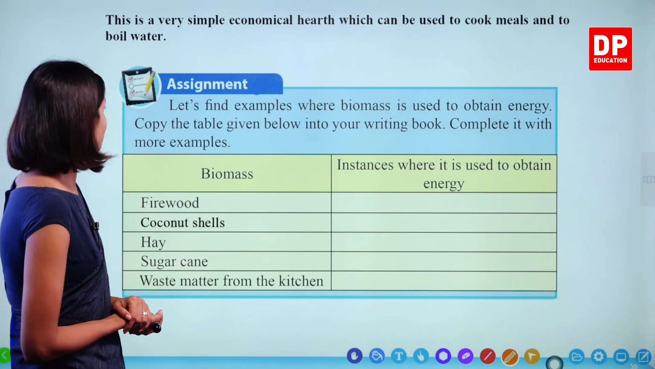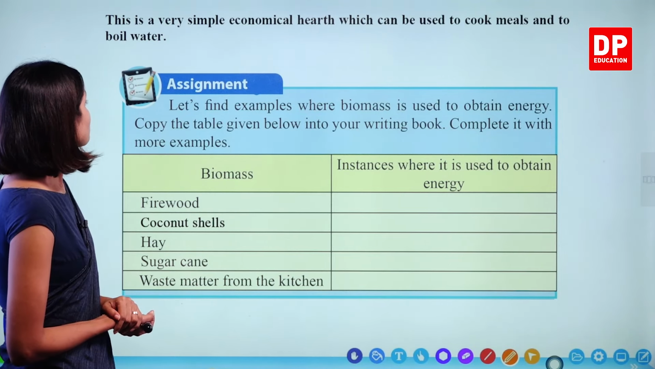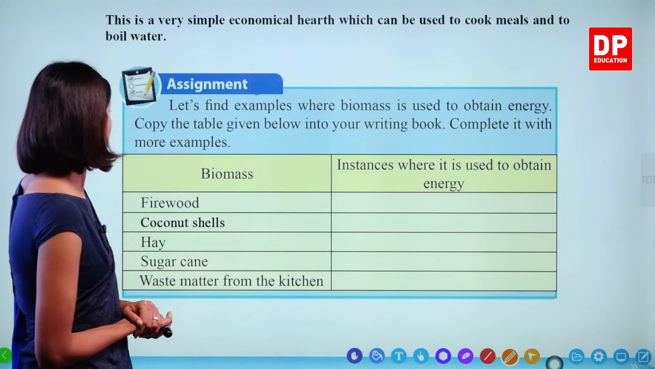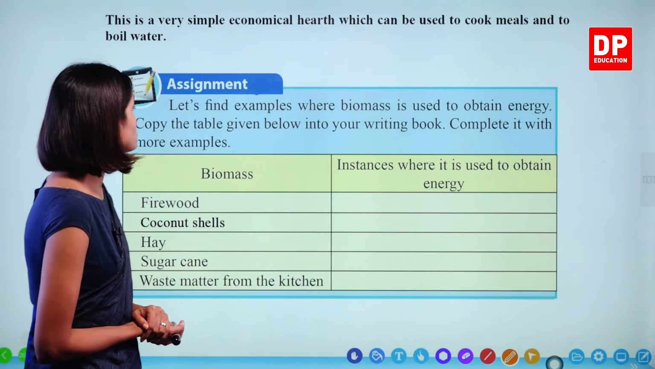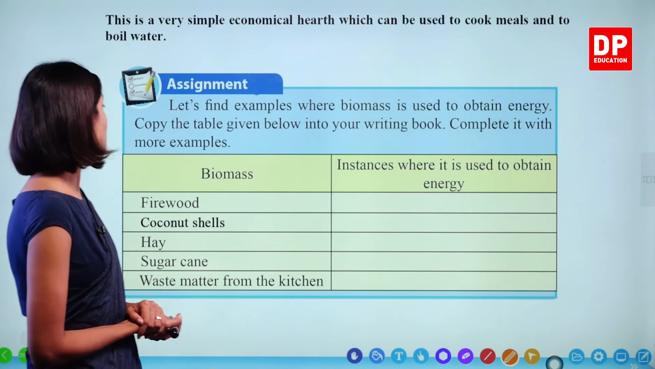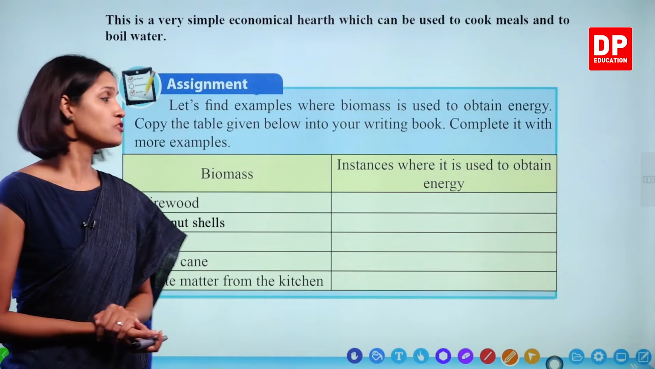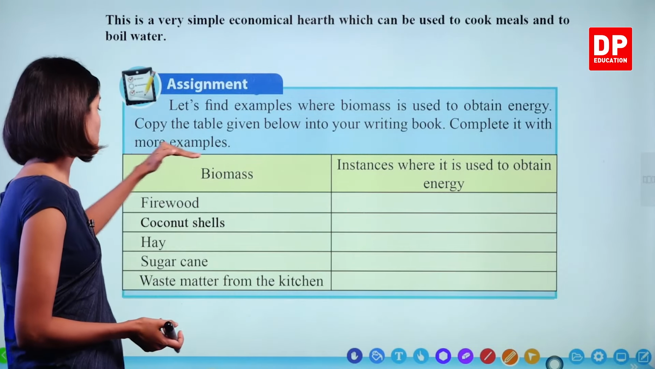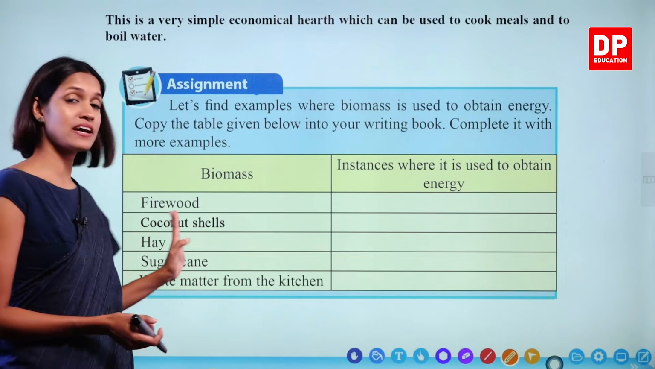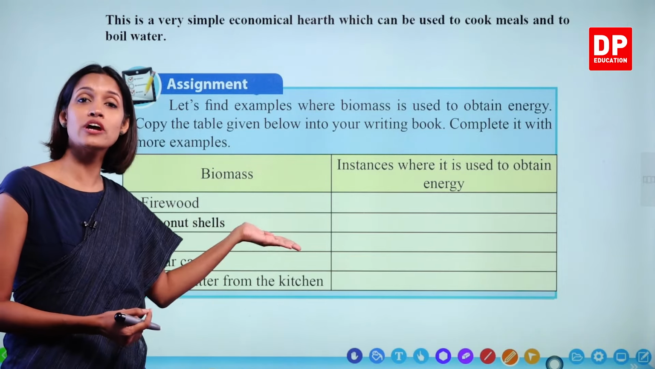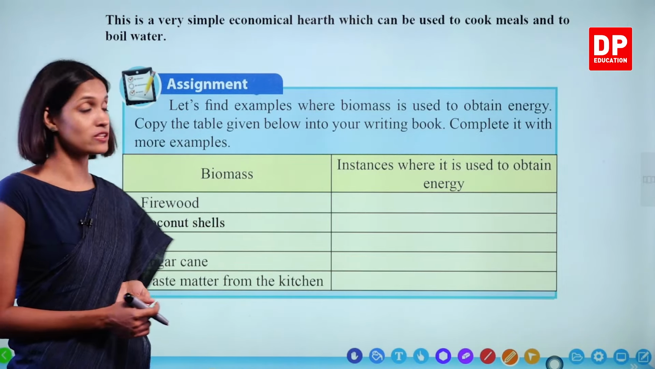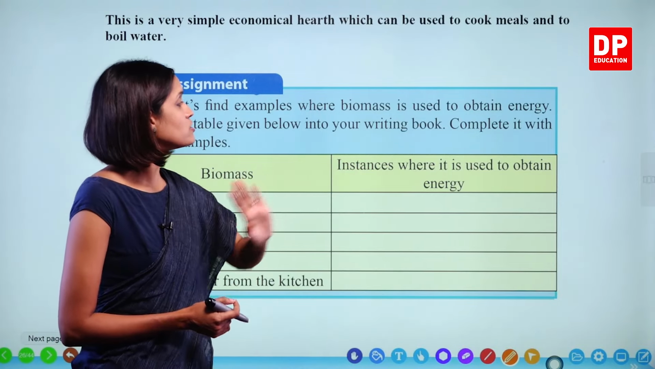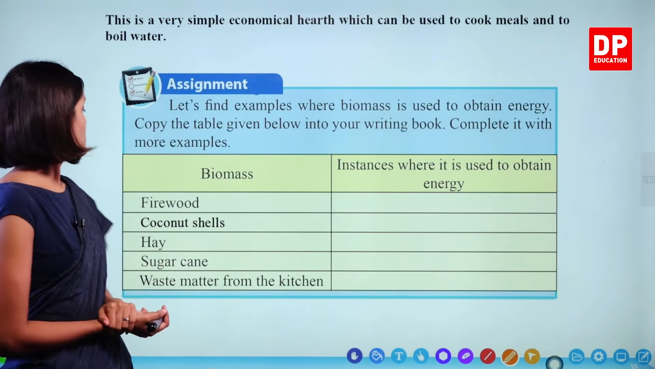We have an assignment to do. Let's find examples where biomass is used to obtain energy. Copy the table given below into your writing book and complete it with more examples. So you can write more examples under this one. Now here only 5 examples are given, but you can continue to write with other biomass as well. Okay? So biomass and instances where it is used to obtain energy.